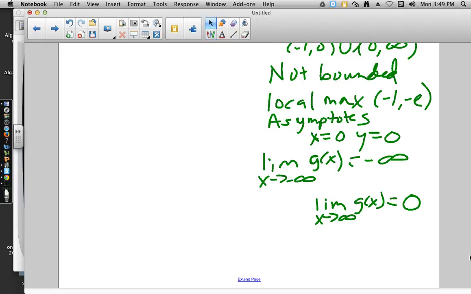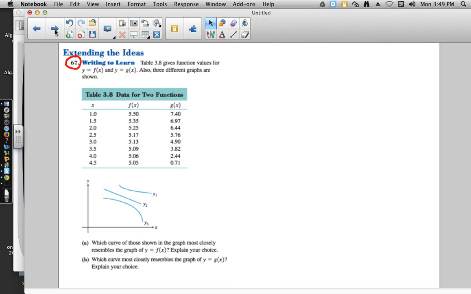Then 67 says, writing to learn. Table 3.8 gives function values for y equals f of x and y equals g of x. Also, 3 different graphs are shown. So what they want us to do is take a look at what f of x is and g of x is, and then determine what we have going on here.